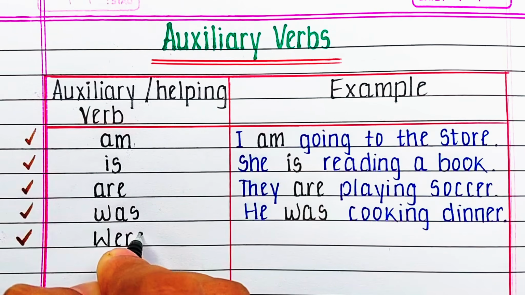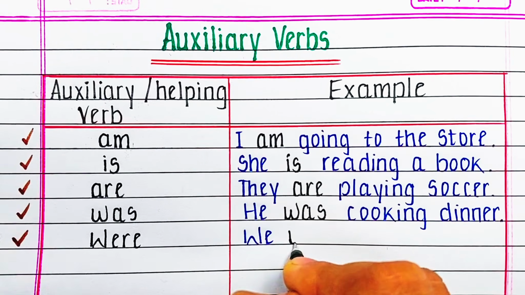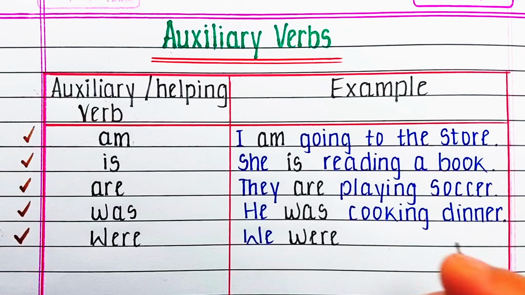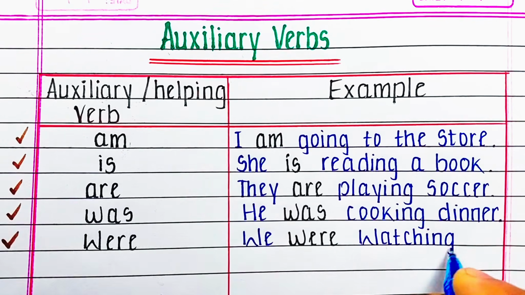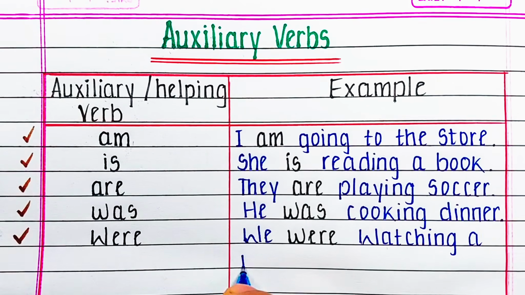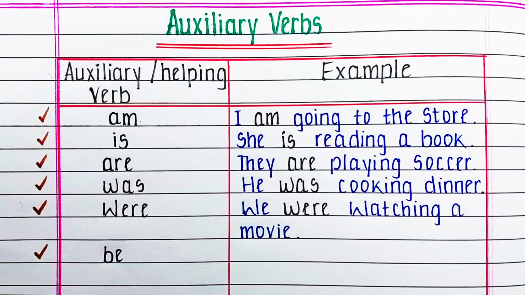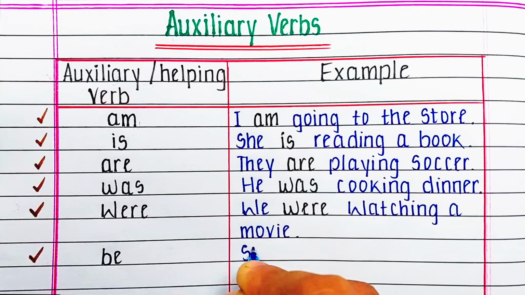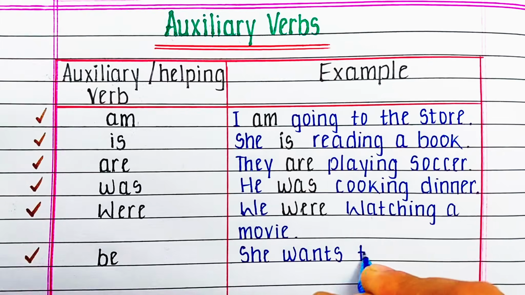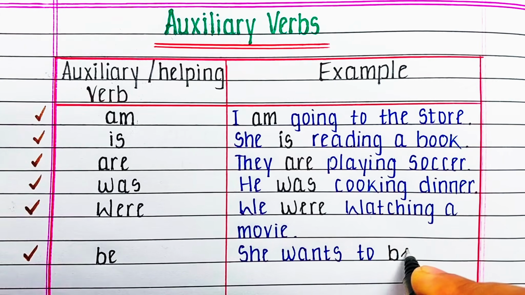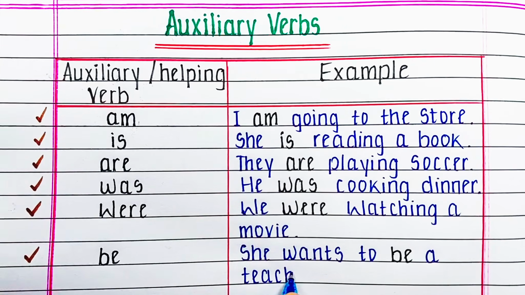Next, were. Example, we were watching a movie. Here, were is the helping verb and watching is the main verb. Next is be. She wants to be a teacher. Here, want is the main verb and be is the helping verb.